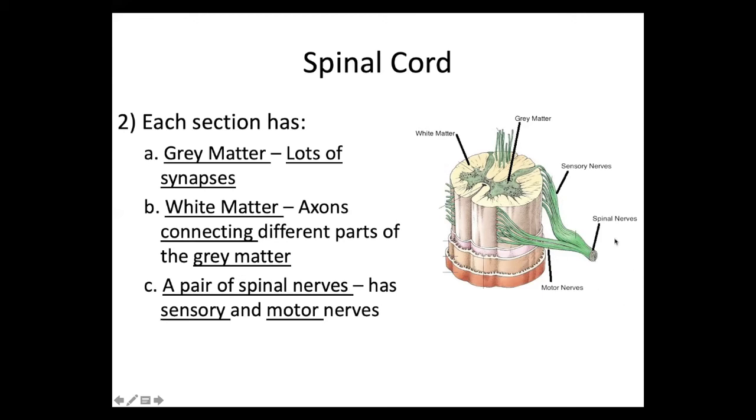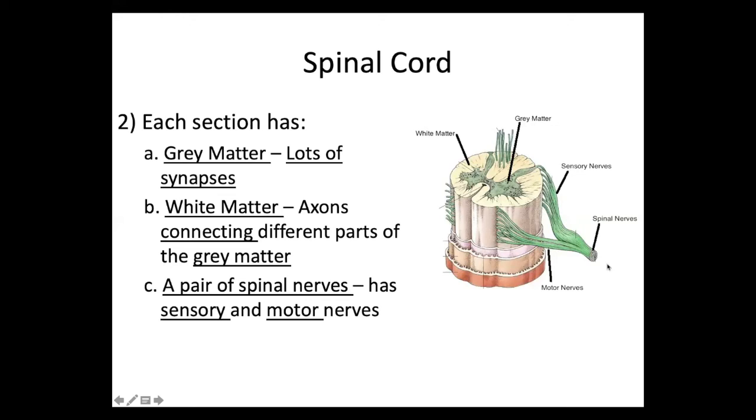When I said you had the cervical ones, you have 8 pairs of cervical nerves. One on this side, one on this side. And these spinal nerves are going to be made out of a combination of sensory and motor. So sensory is going to come in one side, motor is going to come out and rejoin the spinal nerve.